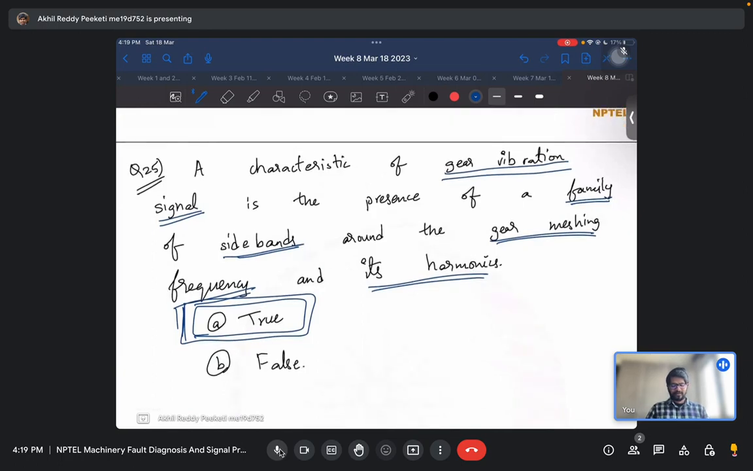Now, when you have a gear vibration signal, you will have a family of sidebands around the gear meshing frequency and their harmonics. That is a characteristic of a gear vibration signal.